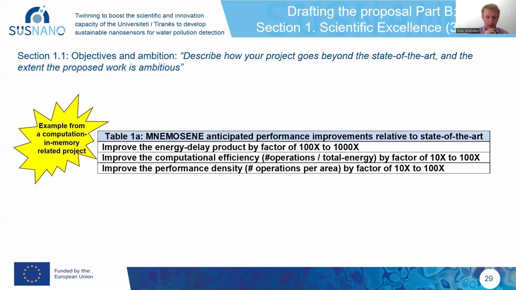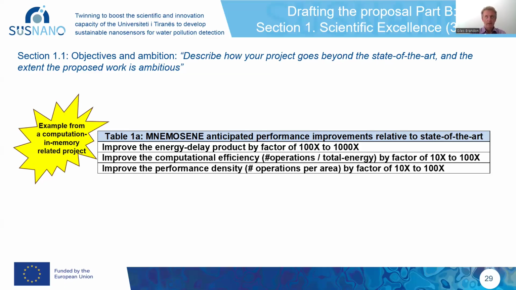But another really good thing to do, which I recommend if you're doing a proposal for, say, a research and innovation action or an innovation action, is to have some sort of high-level quantitative indicators for your projects. So in concrete terms, this is an example you see here. This was a project I had called Mnemosina. It was all about the development of computation in memory. It was a project funded on Horizon 2020.